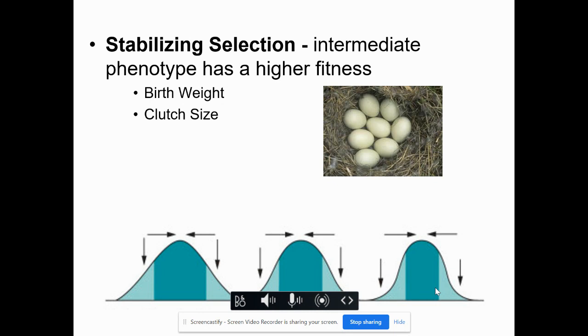That baby wouldn't have survived 100 years ago. So try to keep that in mind. Another example would be bird clutch size. That just means how many eggs are in their nest.